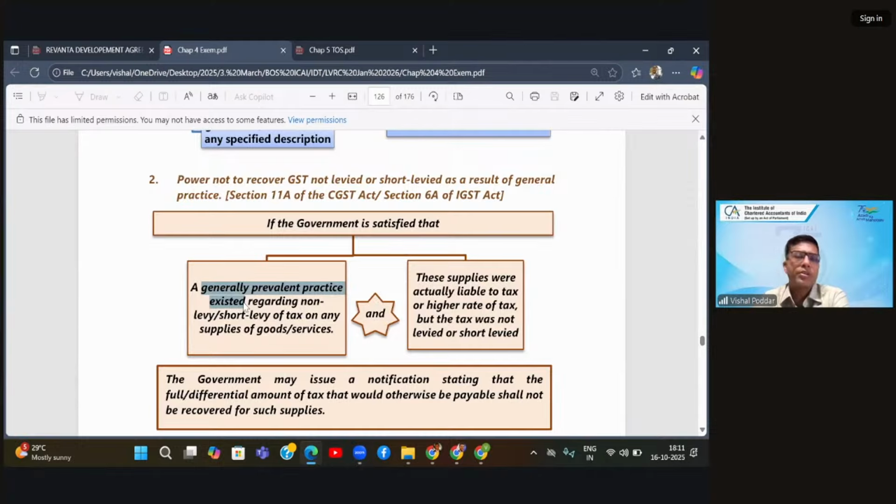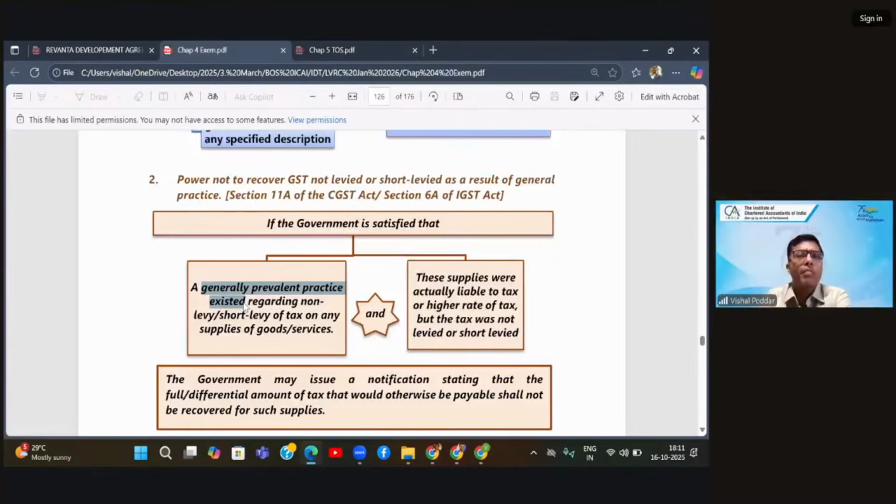Now, there are so many such situations in the GST law, where, GST being a new law, an amalgamation of VAT, service tax and excise, there were many things where in general the industry had a different interpretation. I'll give you an example.